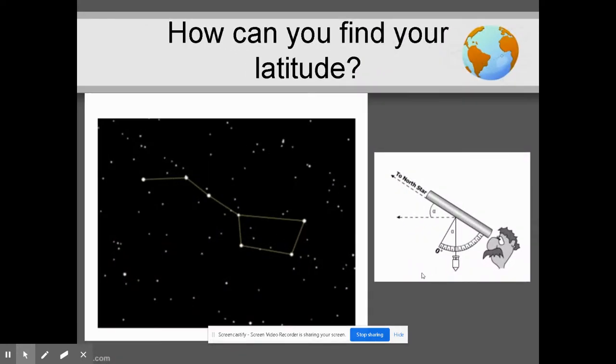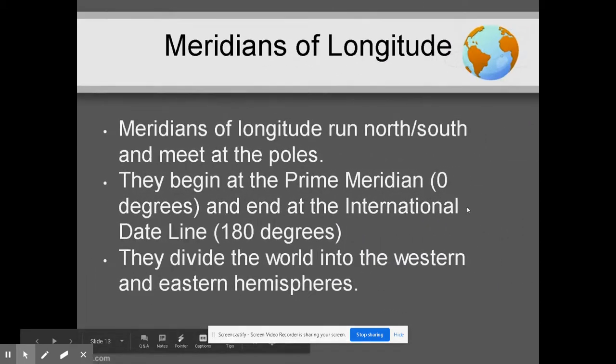How can you find your latitude? Well, I'll show you this in class. I'm not going to get into it on the slideshow. Longitude, on the other hand, is far more difficult to calculate. It took us literally thousands of years after figuring out latitude to figure out how to measure longitude.